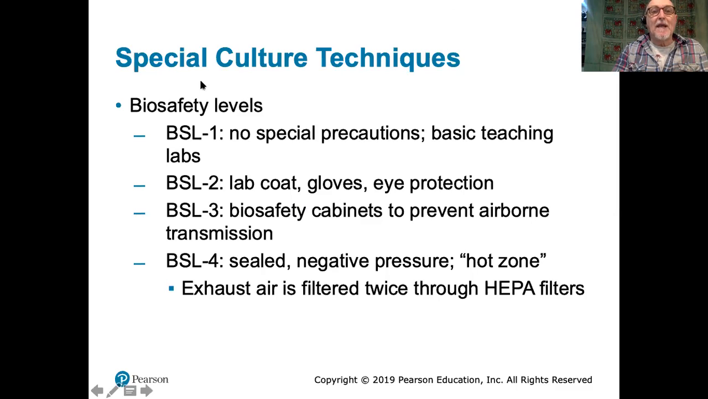So a BSL-1 lab would be basically your ordinary general biology lab, where if you're dealing with anything, you're probably dealing with preserved specimens, that sort of thing. Unlikely to be dealing with anything which even had a remote possibility of being pathogenic or dangerous. BSL-2 lab, this is your microbiology lab that you would use at St. Francis. It's a BSL-2 lab.